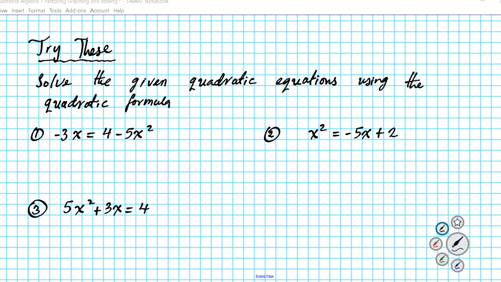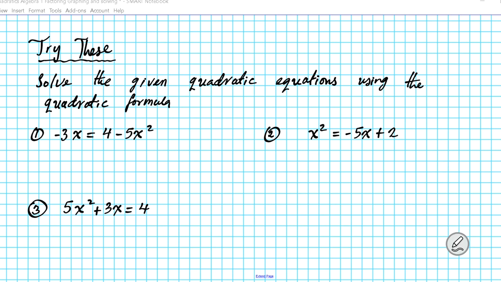All right, it's now your turn to do some practice. So what we'd like you to do at this time is solve the given quadratic equations using the quadratic formula. So go ahead and pause this video presentation at this time and solve these three problems. When you're done, click on the play button, and we are going to reveal to you what the correct answers are.